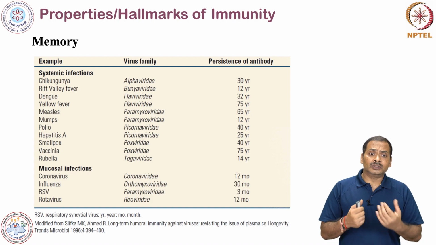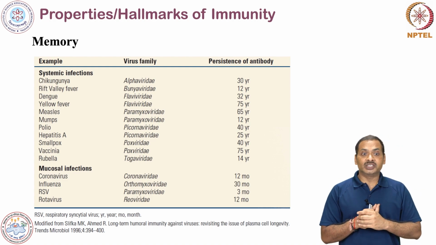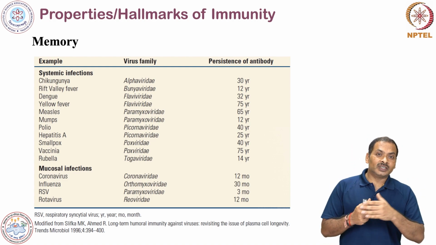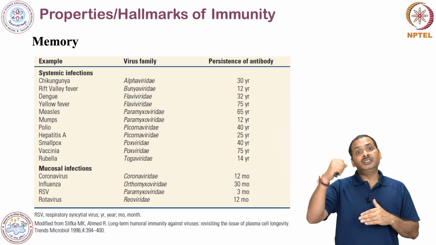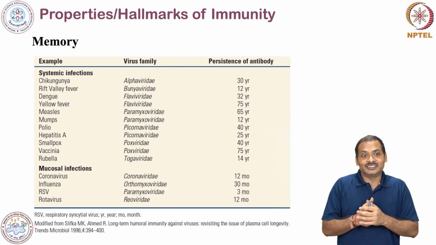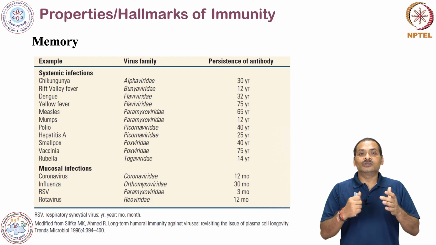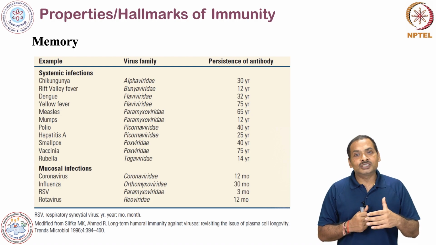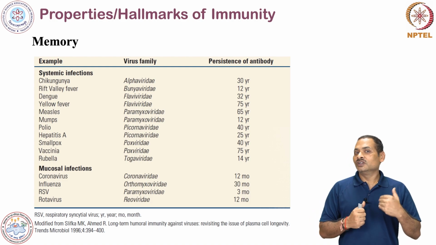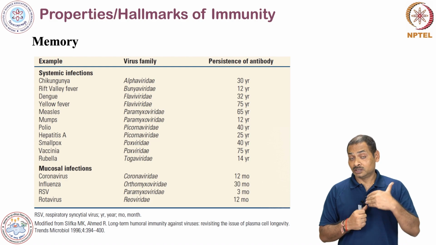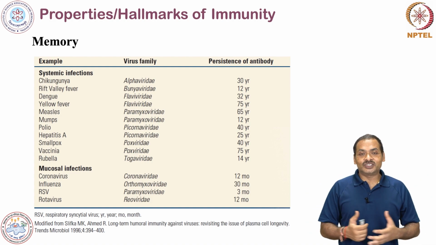If an individual is infected with some virus, such as chikungunya virus, then the individual will have antibody for up to 30 years. So this is very interesting, right? You probably experienced this: when you were a kid, you might have had chicken pox or smallpox, and once you had it, in your whole life you will not have chicken pox or smallpox again in a normal situation. So this is a very unique feature of immunity.